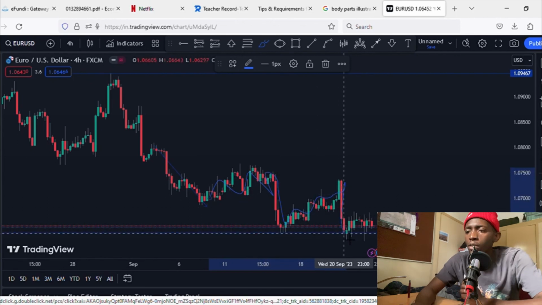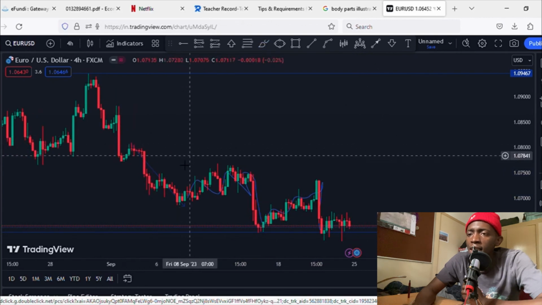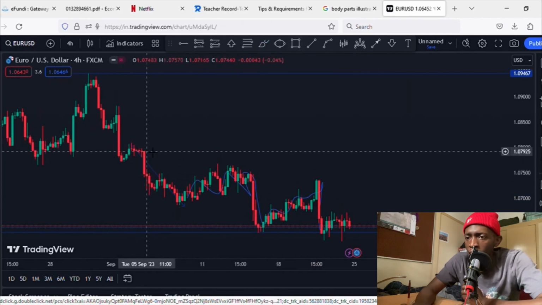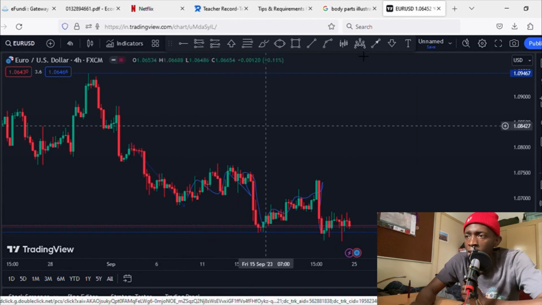Now for me, this information is interesting because as you can see, we've been consistently having lower lows and lower highs, but I want you guys to notice something.